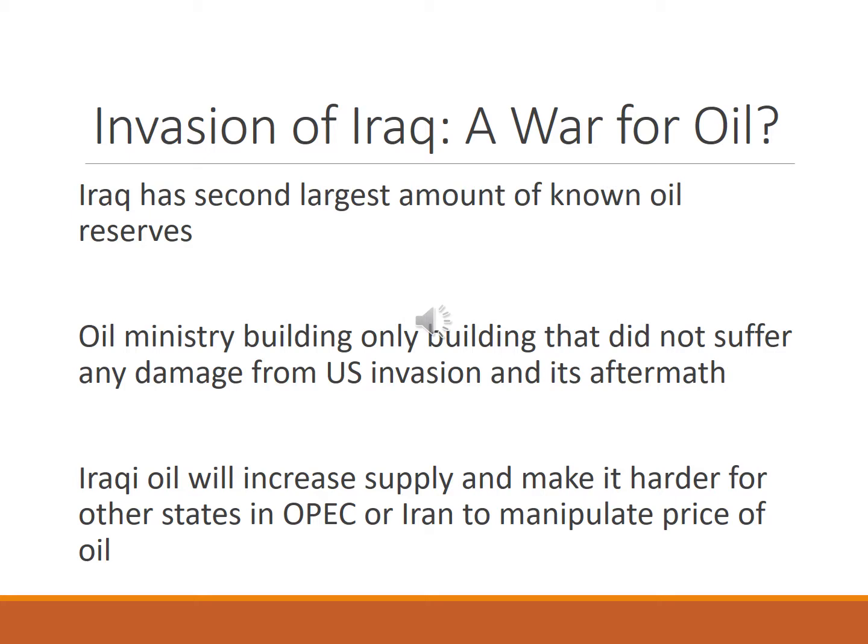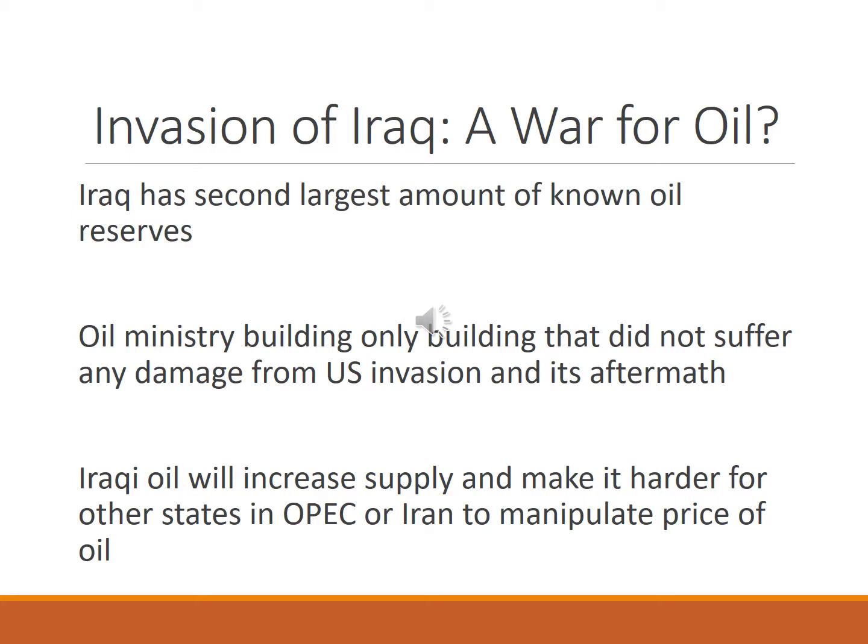Why is that? Because that's where all the maps were. That's where all the contracts were stored. That's where all the information about Iraqi oil reserves was kept. And the U.S. wanted to be sure that information wasn't destroyed or didn't fall into the wrong hands.